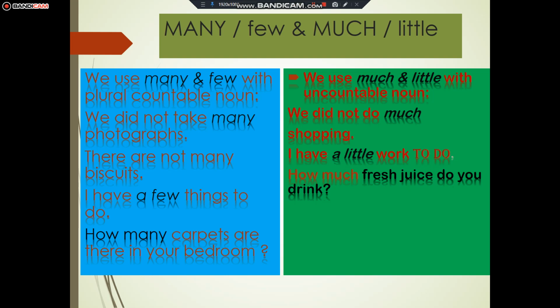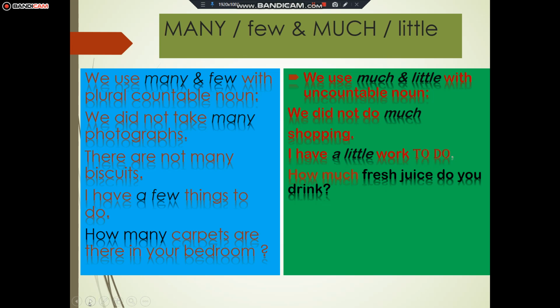with uncountable nouns. Little as well, we use little or a little with uncountable nouns. But with affirmative we use little to talk about small quantities, but much to talk about large quantities. So much is the same as many, but we use many with countable, much with uncountable, and little is the same as few, but we use little with uncountable and few with countable.